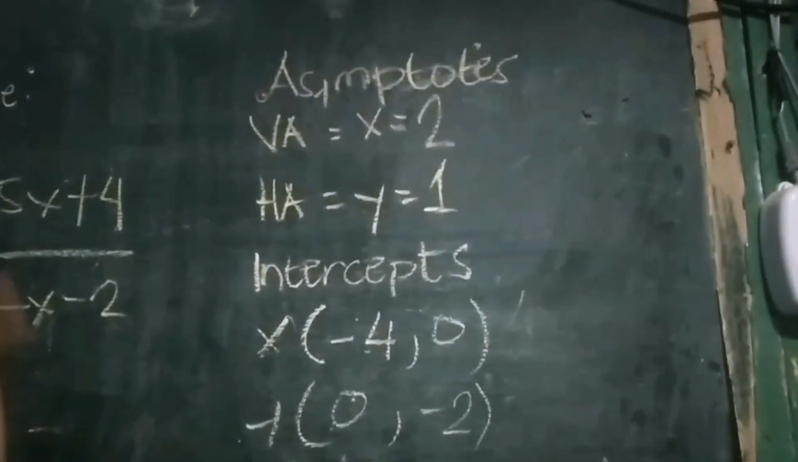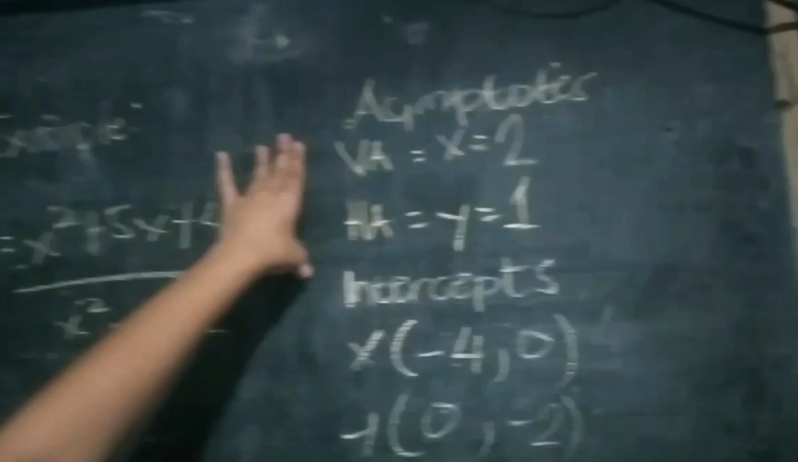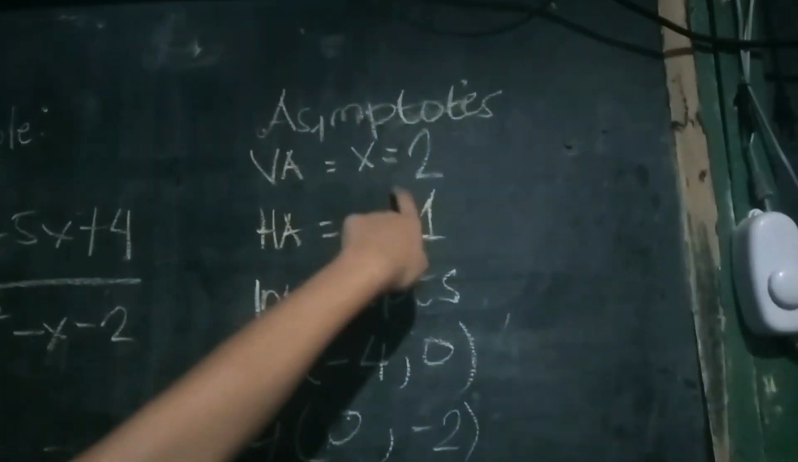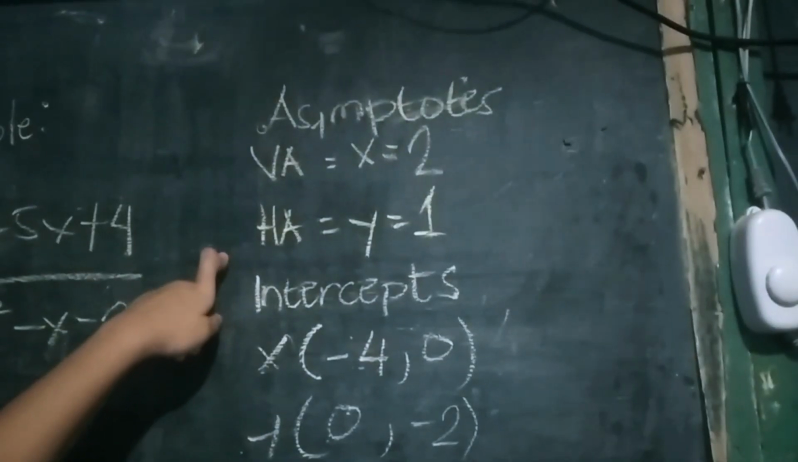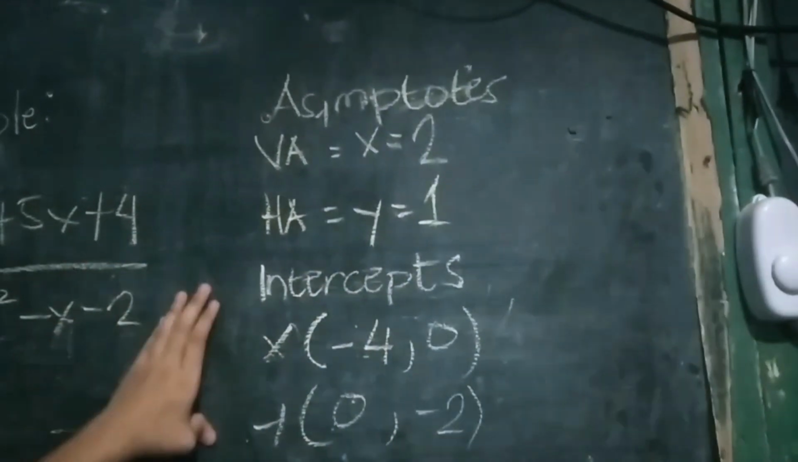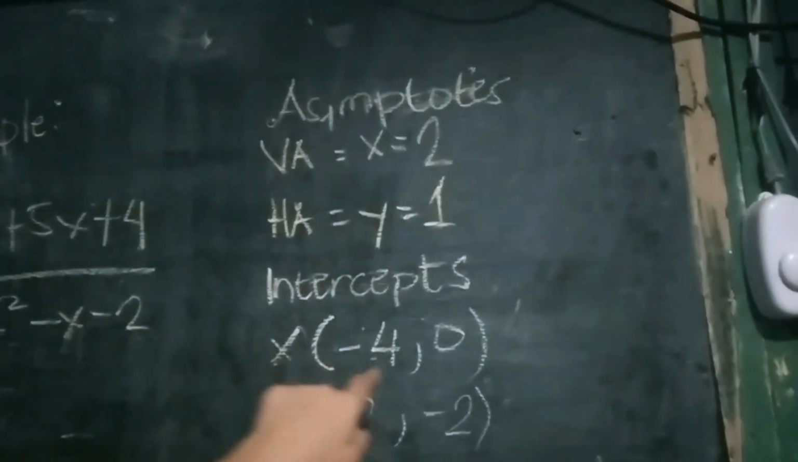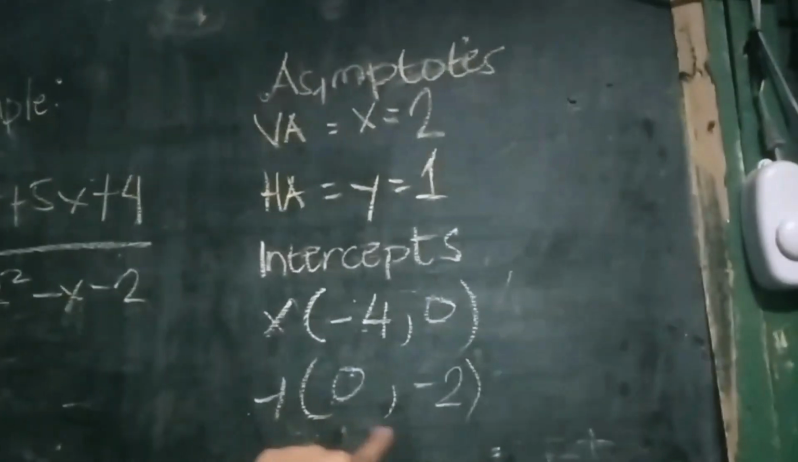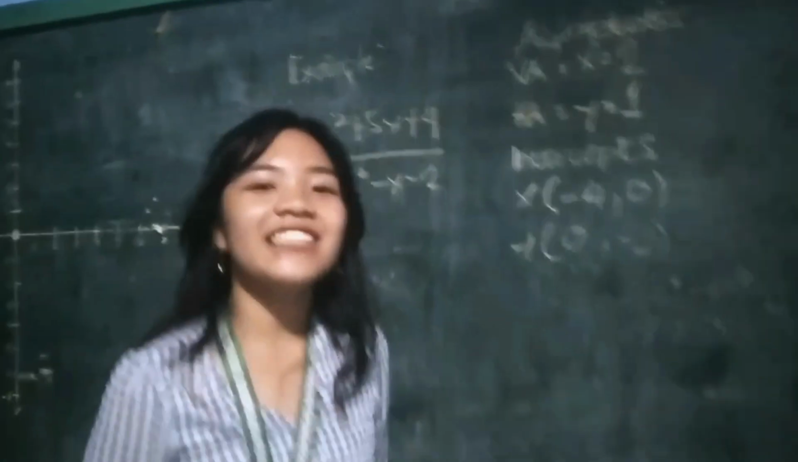So these are the asymptotes of the given rational function that we solved earlier. Its vertical asymptote is 2, while its horizontal asymptote is 1. And these are the intercepts. Its x-intercept is negative 4 and 0, while its y-intercept is 0 and negative 2. And that's all. Thank you.